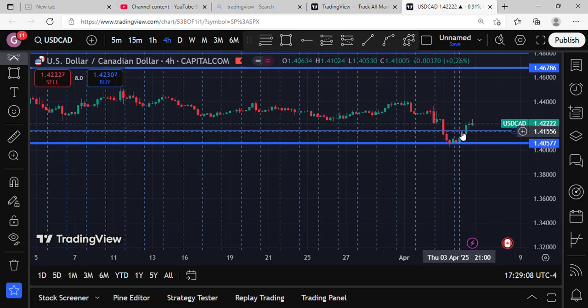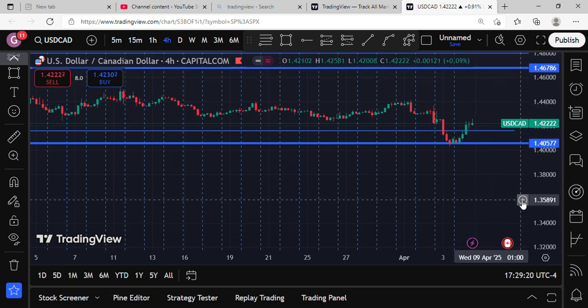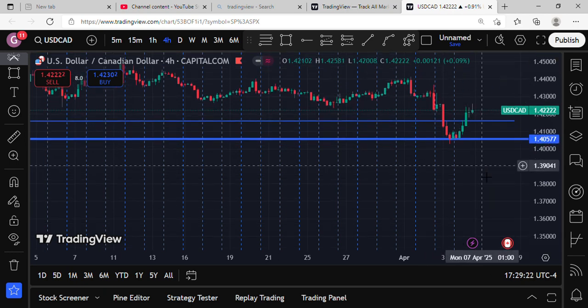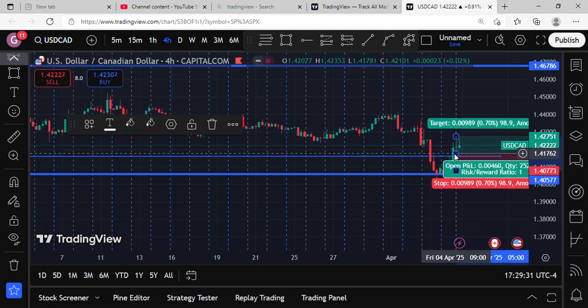I could set my limit right here. See, this is where the liquidity was grabbed. I could set my limits right here, then target the next resistance, the resistance level, exactly. So if I were to enter, I wouldn't buy immediately. I would rather wait for price to retrace into this level where the fair value gap is.